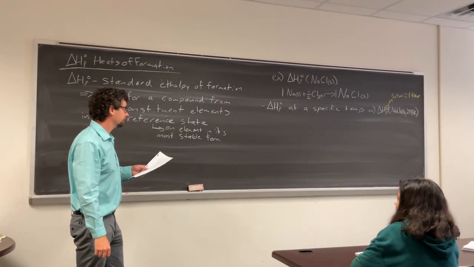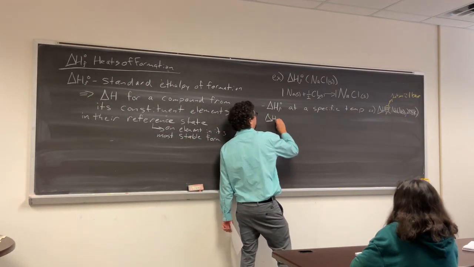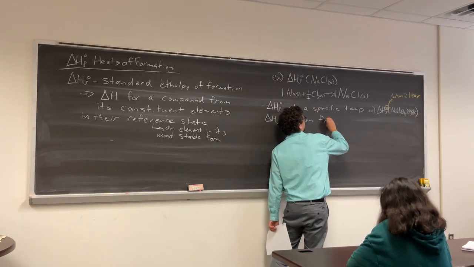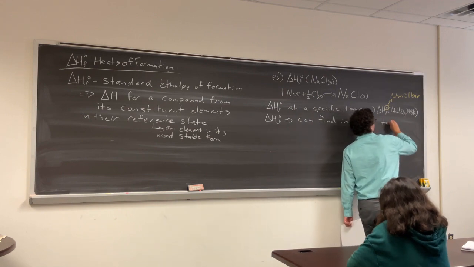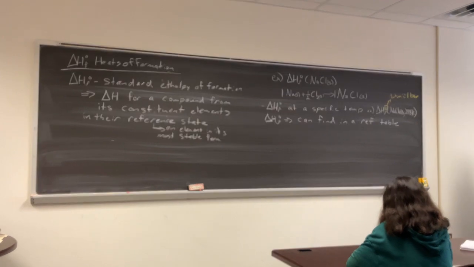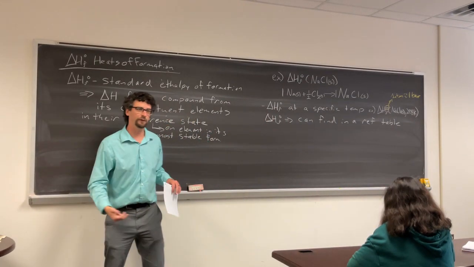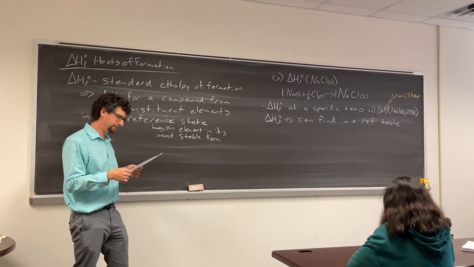Okay. The cool thing about delta HFs, you can find them in a reference table. So the back of your book has a ton of them. Other books have a ton. Those huge CRC handbooks that I made you guys dig through for information, there's a bunch in there too, so you can look those things up.